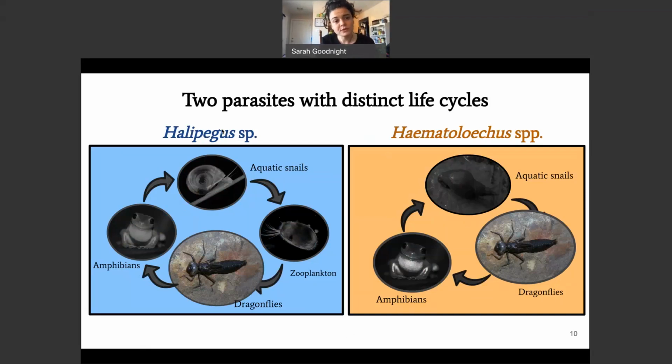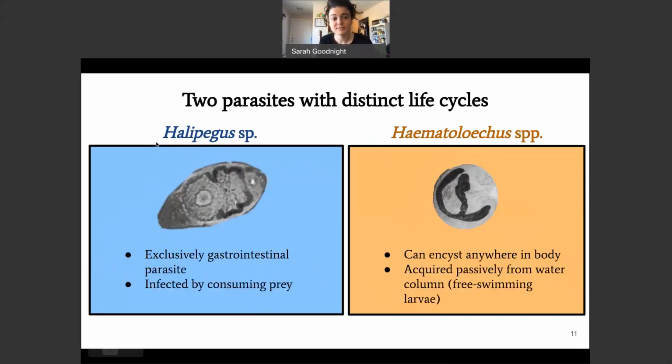And before I move on really quickly, I just want to mention that these parasites will be color-coded for the purposes of this presentation. Halipegus will always be blue or cool colors, and Haematoloechus will always be orange or warm colors. Now, the transmission modes of these parasites to their dragonfly host are very different.